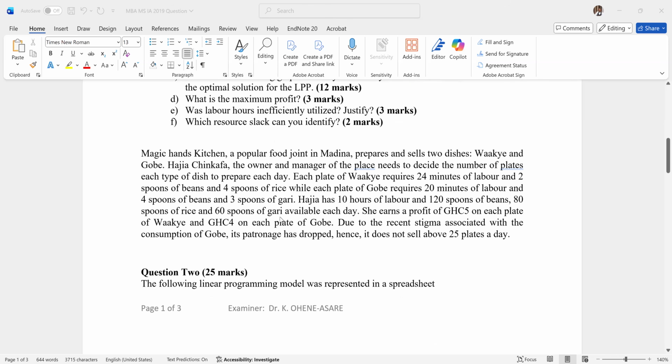So this is a very quick, easy question. And so we're going to just formulate it. So you have Magic Hands Kitchen, a popular food joint in Medina. They prepare and sell 2 dishes, wache and gobe. Haji Chinkafa, the owner or manager of the place, needs to decide the number of plates of each type of dish to prepare each day. Each plate of wache requires 24 minutes of labor and 2 spoons of beans and 4 spoons of rice.